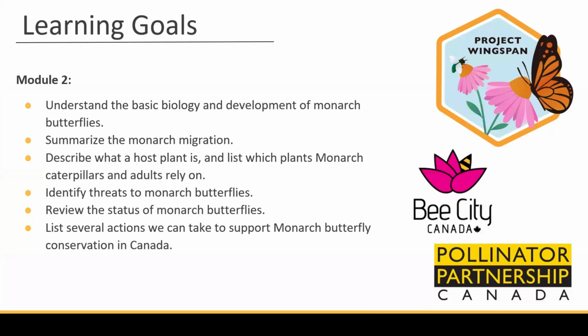Let's have a look at our learning goals. In this module, we aim to understand the basic biology and development of monarch butterflies, summarize the monarch migration, describe what a host plant is, and list which plants monarch caterpillars and adults rely on. Identify threats to monarch butterflies, review the status of monarch butterflies, list several actions we can take to support monarch butterfly conservation in Canada.